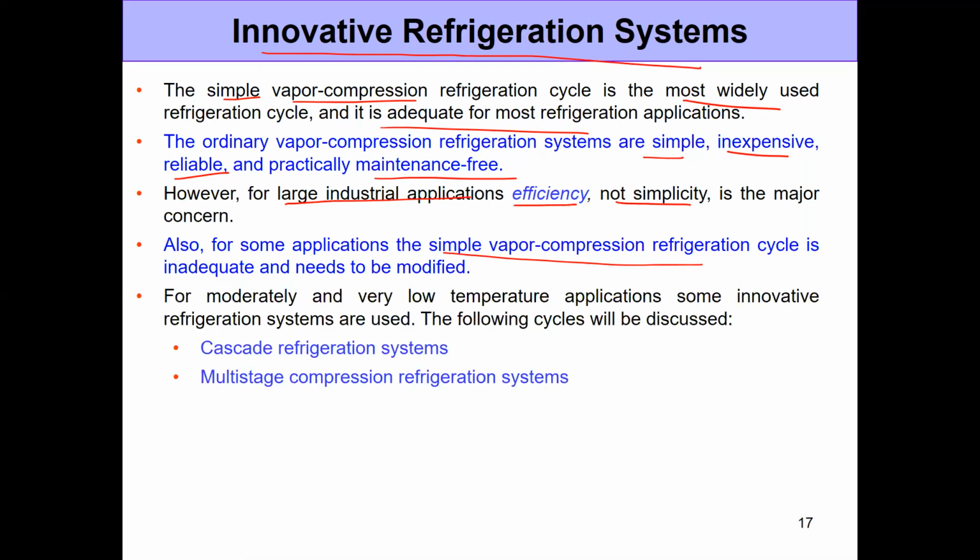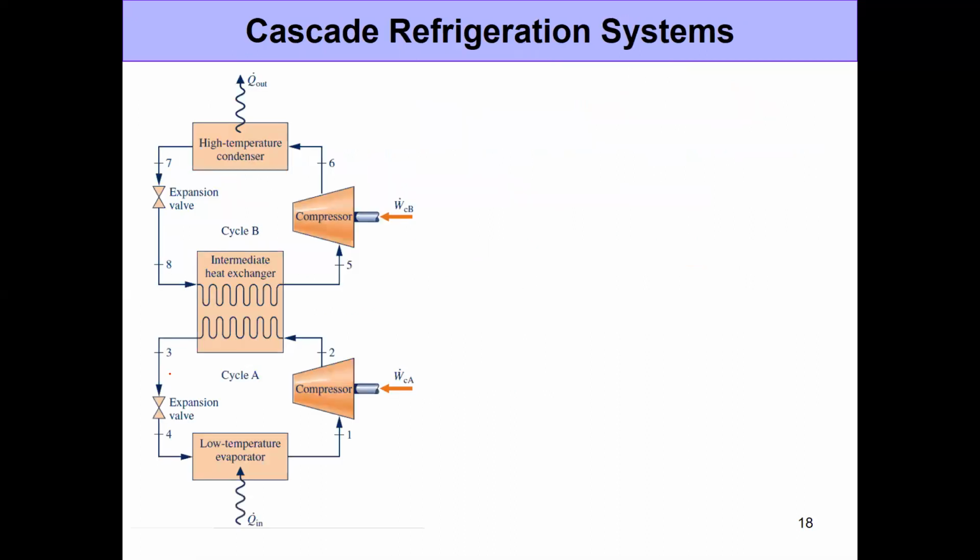Now, there are a couple of modifications that are done, especially when we are trying to achieve moderate or very low temperatures. The two major modifications to the simple vapor compression cycle are called the Cascade refrigeration system and the multi-stage compression refrigeration system. We'll talk about the Cascade in detail today. We'll talk about multi-stage when you come back on Thursday, inshallah.